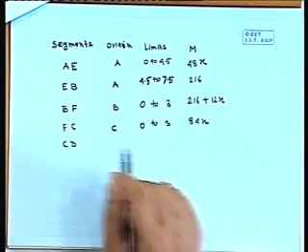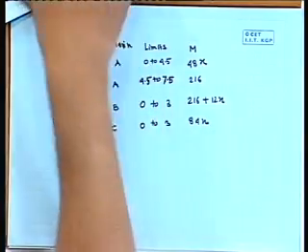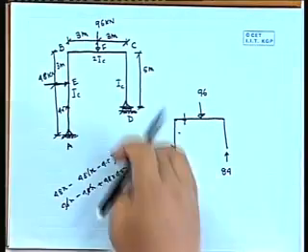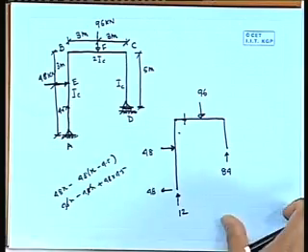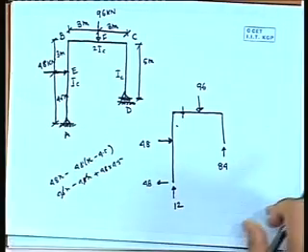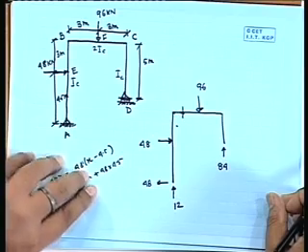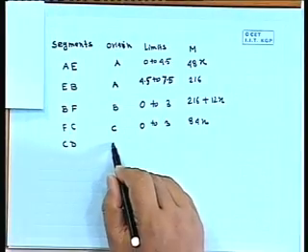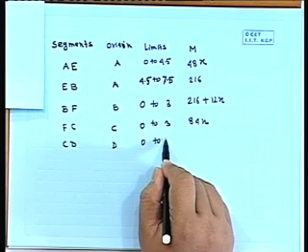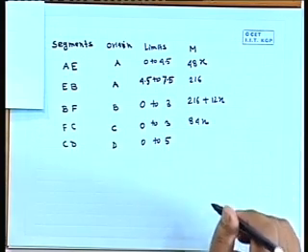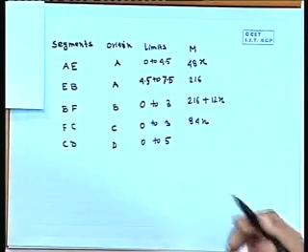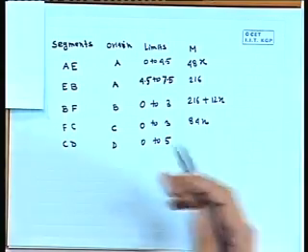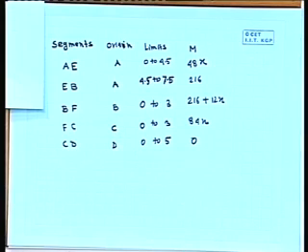Now for CD, what should be the origin? D we can take as the origin because it is one of the ends. So C means you have to go to C again, come back. So we can start from D. Limit is 0 to 5, and what will be the moment? There is no moment there because the load is vertical load. So 84, the distance is 0. So here the moment expression will be 0, right?